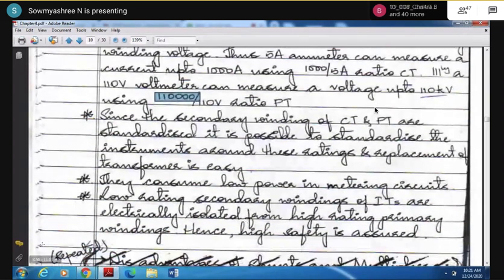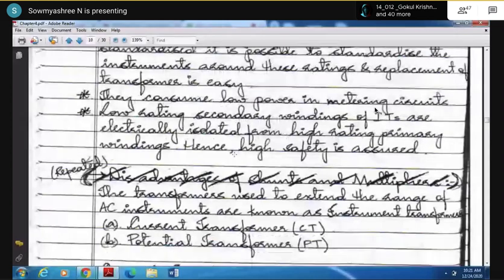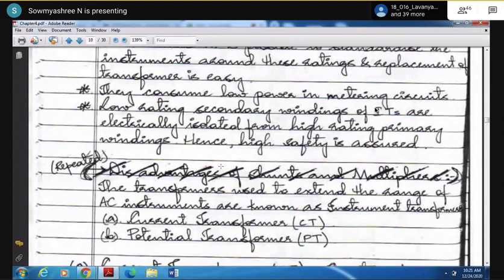I told you, one of the other problems is insulation and isolation. The insulation part is very easy in the case of CTs and PTs. So these are the advantages and disadvantages of instrument transformers over shunts and multipliers. Sometimes this is also one of the repeated questions.